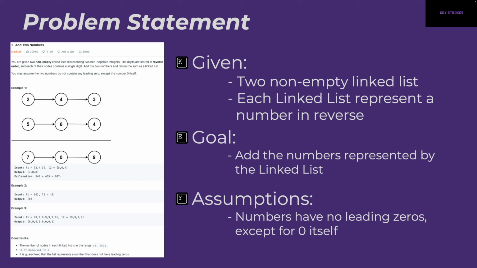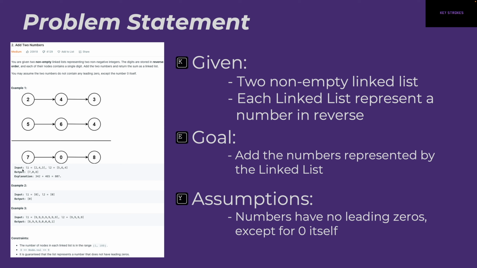The first example they have here is adding the number 342, which is represented in reverse as 2, 4, and 3. So this is our first linked list. Then our second number is 465, which is now represented in reverse as 5, 6, and 4. Now when we add these two numbers, the answer is 807, which is again represented in the reverse order right here, which is 7, 0, and 8.